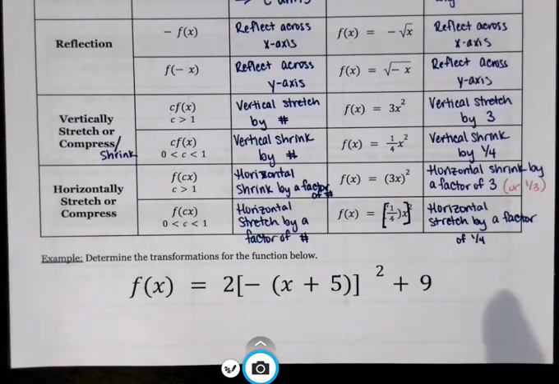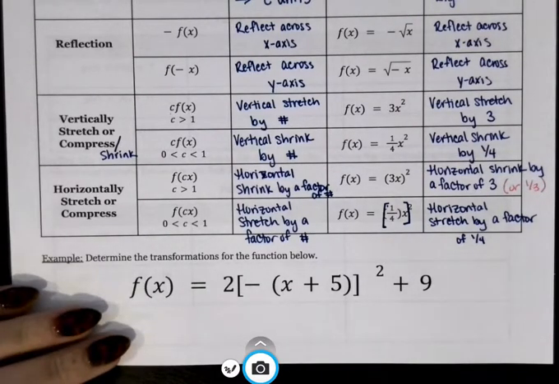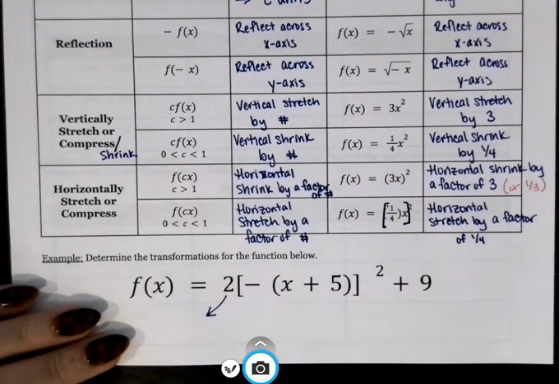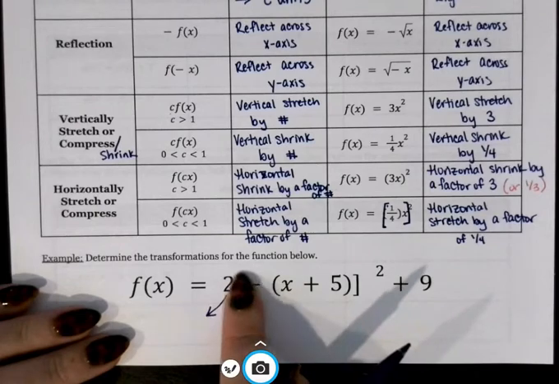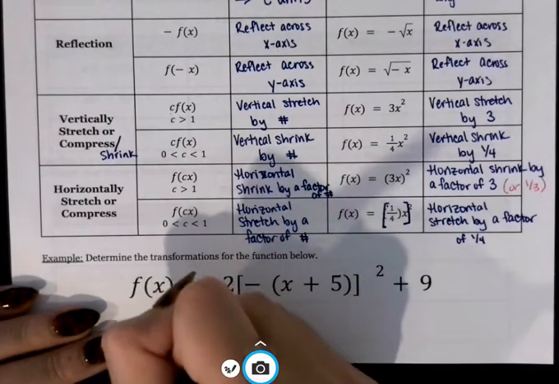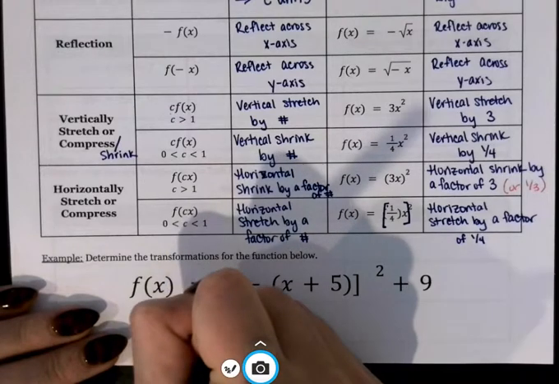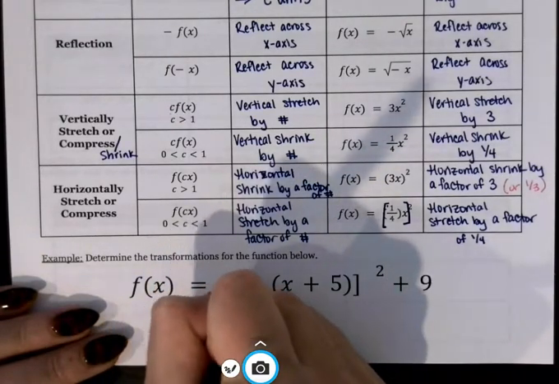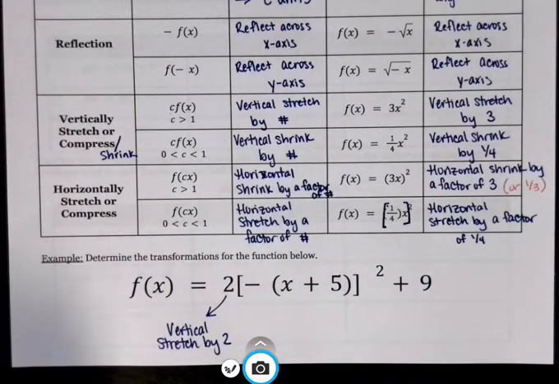So for this example at the bottom here, I'm just going to draw some arrows for the transformations and where they are in the graph. So this 2 is on the outside because there are brackets and parentheses after it. So it's on the outside, it's bigger than 1. So this is a vertical stretch by 2 or by a factor of 2 because we don't do the reciprocal of that one.